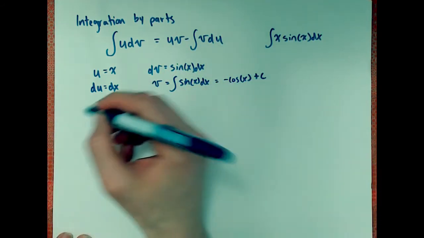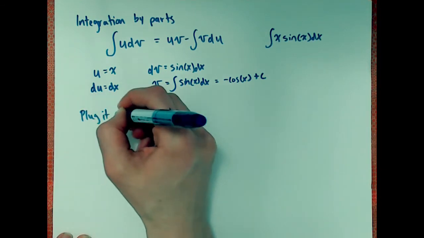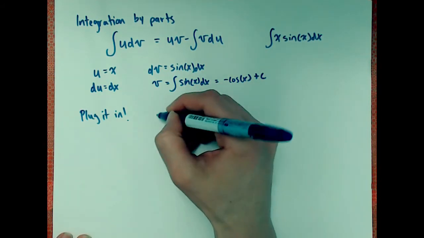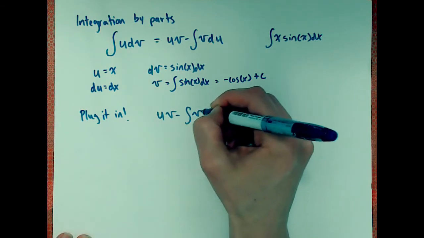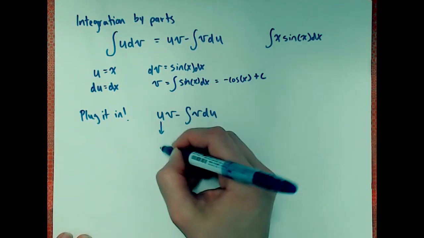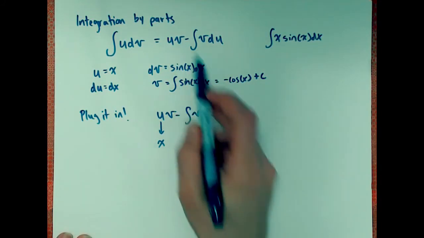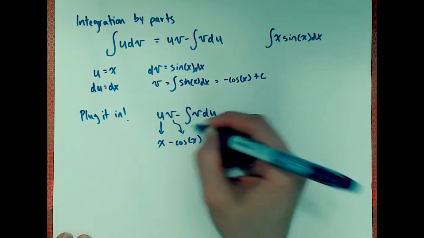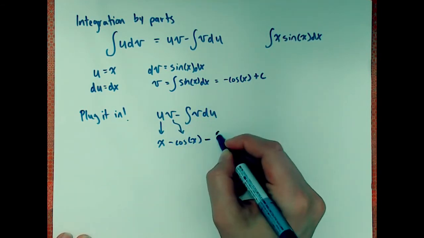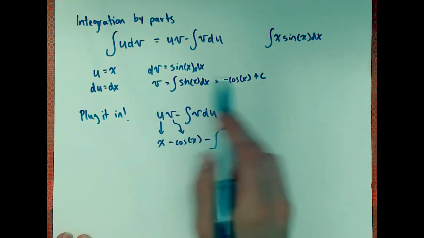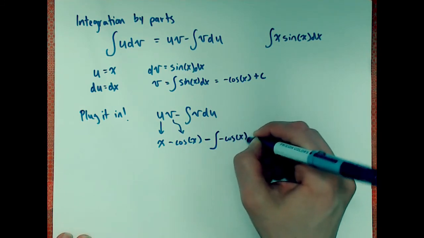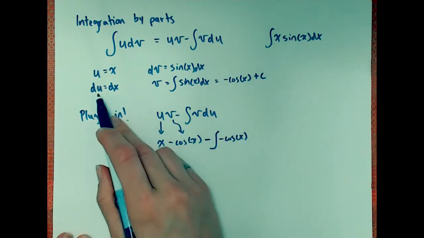So then plug it in. So now u is x. Actually, I'll do this, uv minus the integral of v du. So the u is x. Our v is minus cos x. And then we have minus the integral of v, which is this, minus cos x, times du, which is dx.